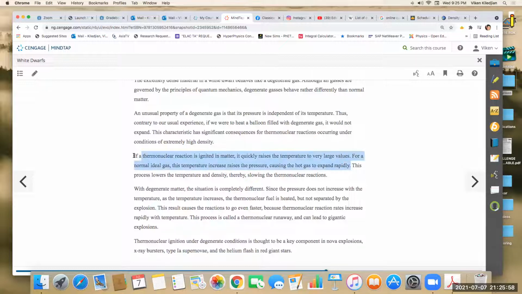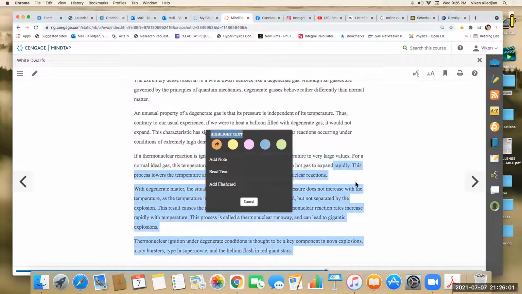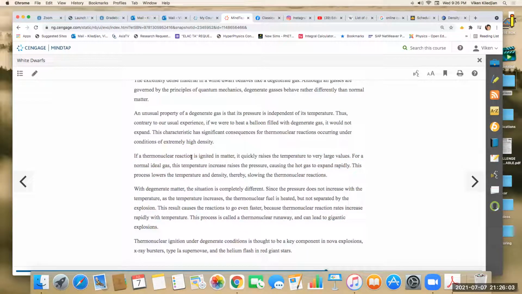So this is kind of what happens in a typical gas, they're saying. So if a thermonuclear reaction is ignited, it raises the temperature, and for a normal gas, the temperature increase raises the pressure, and therefore the pressure causes the gas to expand, you see? This process lowers the temperature and density, thereby slowing the thermonuclear reactions. And therefore the expanding gas is now going to cool. And therefore the pressure is going to lower, you see?